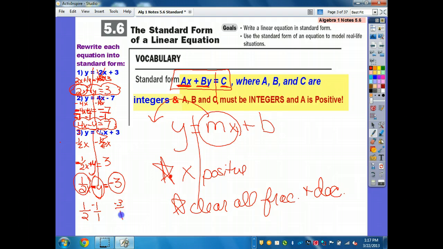-3 over 1. There, now I have my fractions. My denominators are 2, 1, and 1. What's my least common denominator? 2. So we have to multiply everything times 2, or 2 over 1. Well, those cancel out and leave me with 1, because 1 over 1.